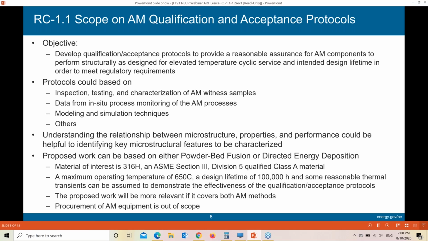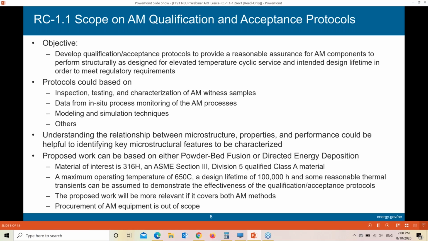So the scope for this topic, the objective is to develop qualification and acceptance protocols to provide a reasonable assurance that the components will perform as designed. There are several different things that these protocols can be based on. There are some examples here on this slide, but one thing to remember is that the protocols need to be reasonable within the construction fabrication environment.